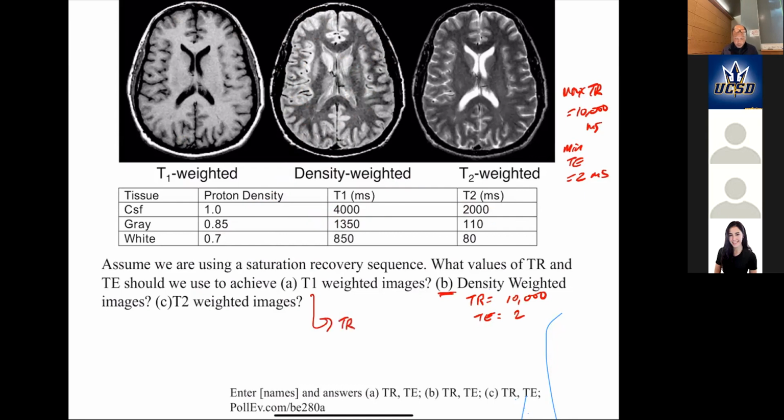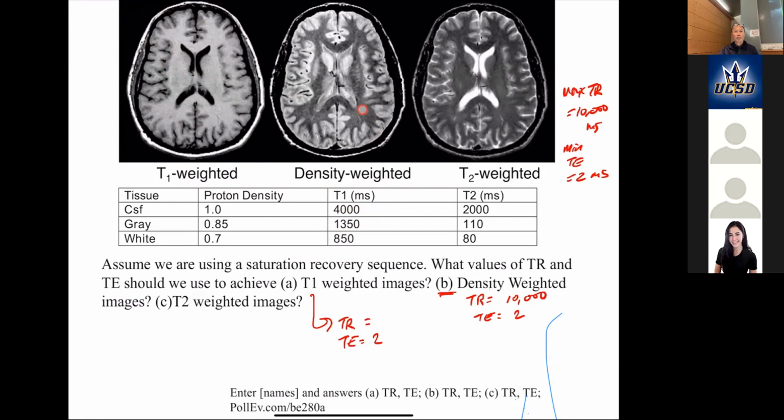How about the T1 weighted? What should I make my TE? That's the easiest one. This T1 weighted image should have no dependence on T2. So what do I want to make my TE? 2. Yep, good. And what should I make my TR? So here are the T1 values, right? The tricky thing is there's three of them. So here's the hint: which two of those are the closest together?